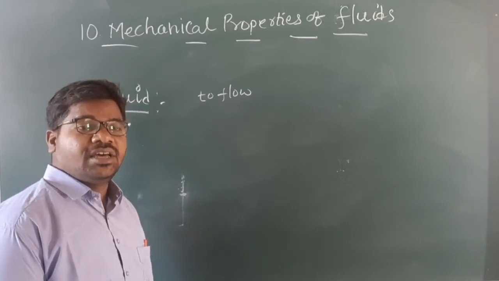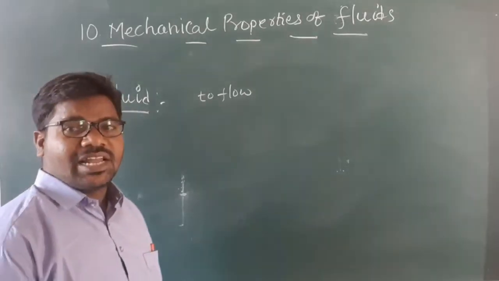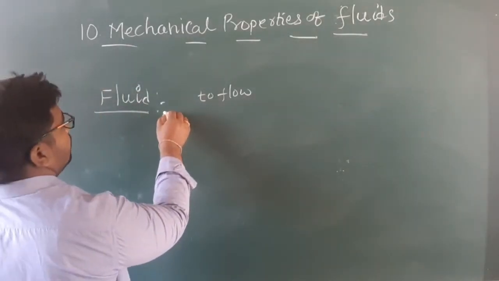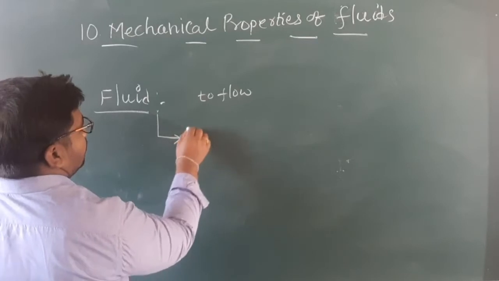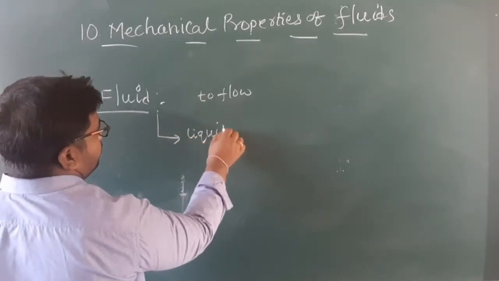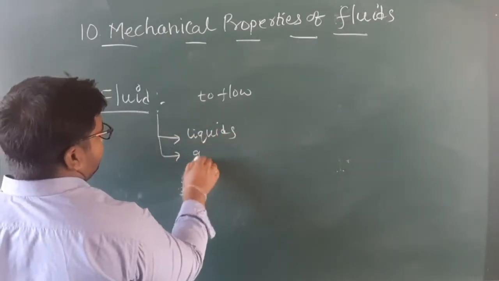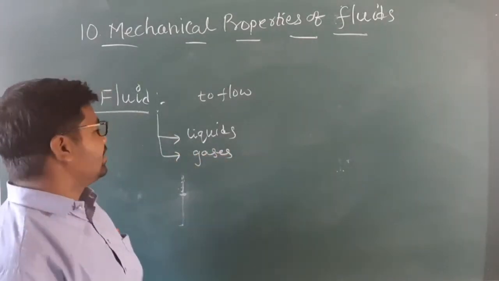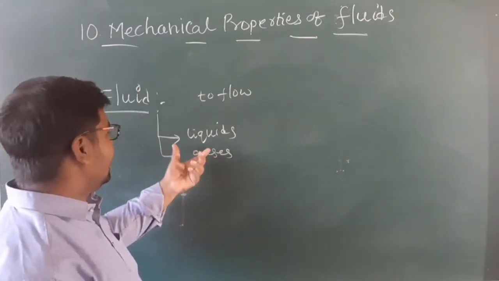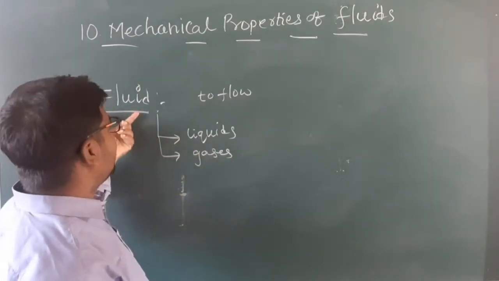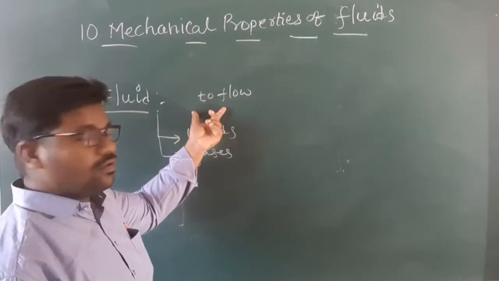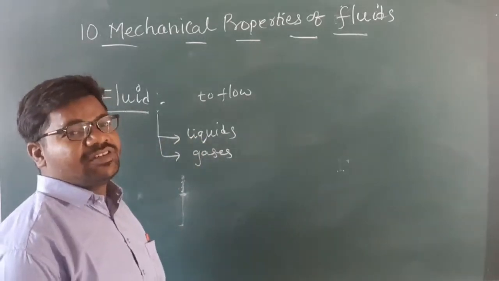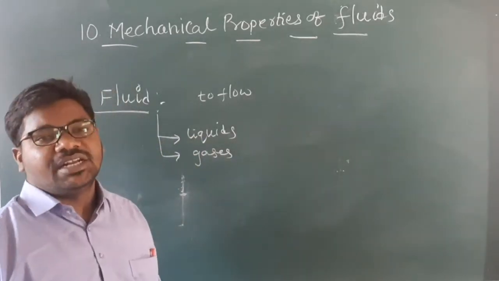Understand? Here, fluids are classified into two types. What are they? Liquids and gases. The substance which can flow is called a fluid. These are two types: liquids and gases. Understand, my children?